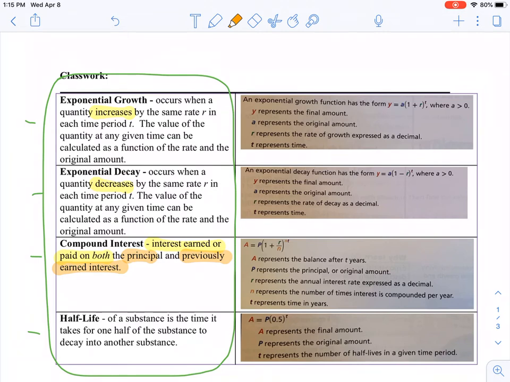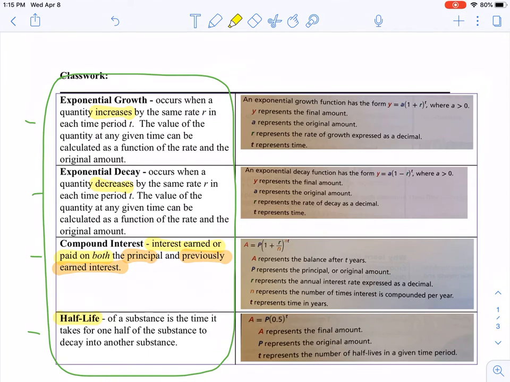And then finally we have half-life. Half-life, you hear that a lot in science. The half-life of a substance is the time it takes for half of the substance to decay into another substance. So you see that a lot with isotopes, radioactive isotopes, such as uranium and plutonium and things like that, is where you hear about half-life.